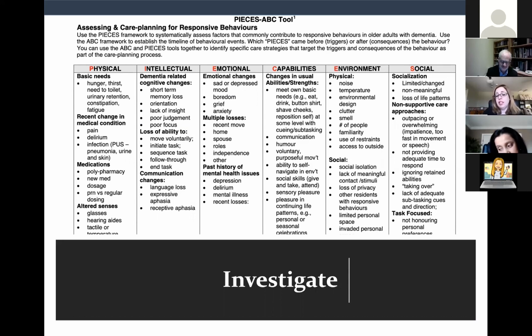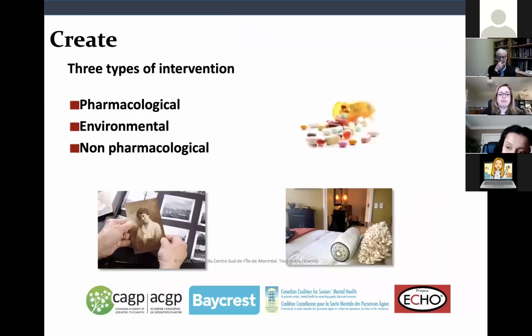approach, which is a way to investigate possible causes for behavior. PIECES stands for physical: often unmet basic needs are at the roots of BPSD, but also some medical conditions, medication that can give side effects, behavior side effects, also intellectual causes related to the dementia per se, emotional, the capabilities that are challenged in an environment that is less understandable for the patient, environmental causes, social causes. So one needs to be able to evaluate every cause of behaviors that could then be put into the intervention plan. There are three types of interventions then if we try to build a plan: either pharmacological, environmental, or non-pharmacological.